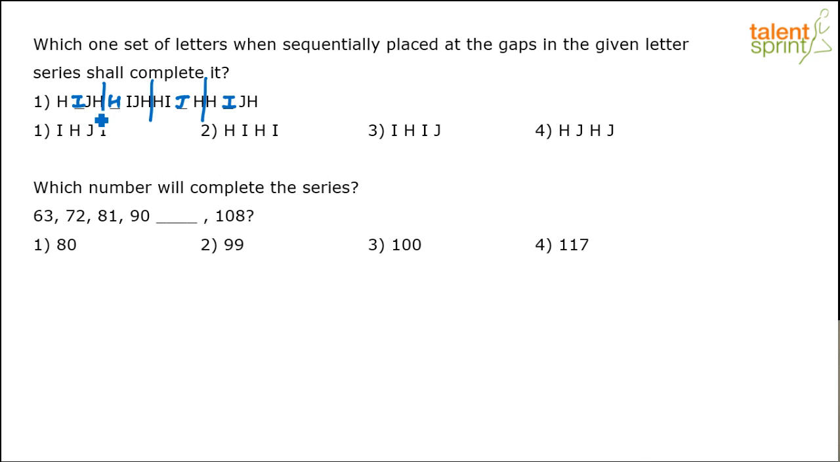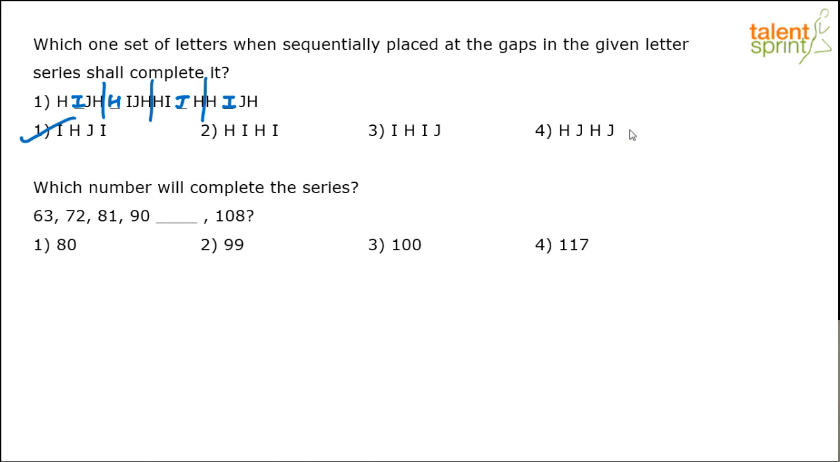So I think the pattern is this: HIJH followed by HIJH, HIJH, and HIJH. So it looks like option 1 itself is correct. Right? Option 1 is correct. This is one way of doing it, substituting by options. We are lucky that option 1 is satisfied. Otherwise, you will have to spend a little more time checking the second, third, and fourth options as well.